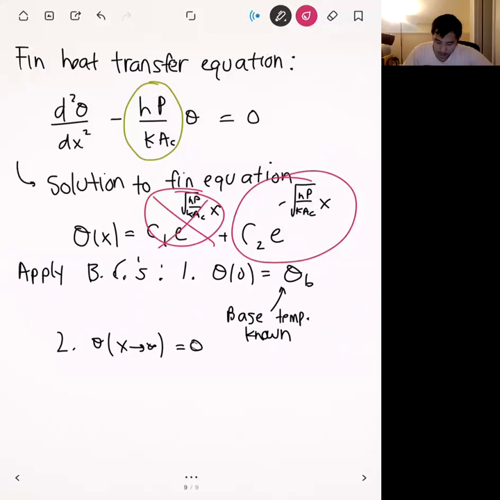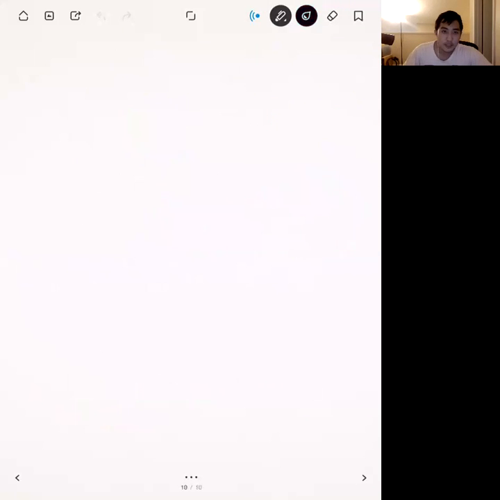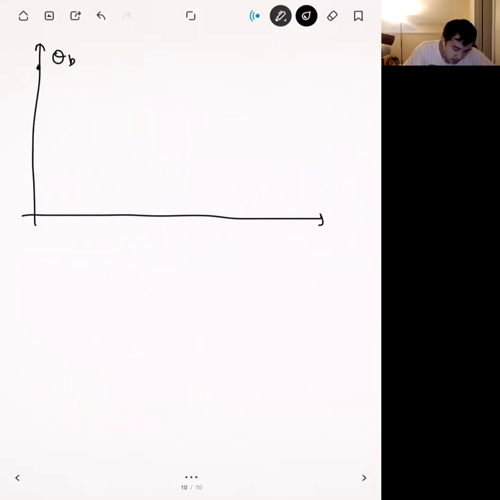All right. And so basically how the temperature decays from this decaying exponential is going to determine a lot of its performance, okay? And so let's talk about that quite a bit, okay? And so if we graph this temperature distribution, what we get is the following. Okay. And so the decaying exponential is going to start at theta b up on the left hand side, and then it's going to decay down just like that, okay?